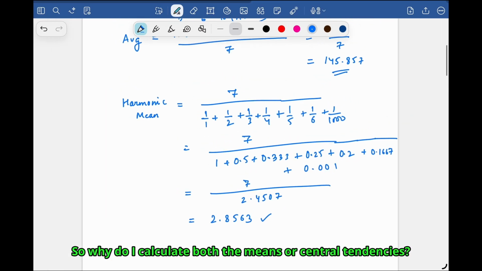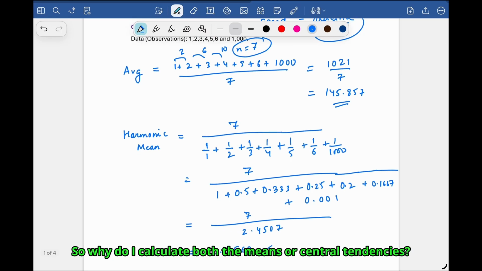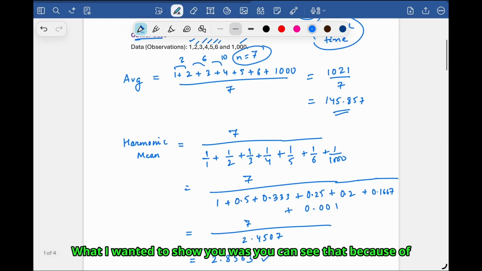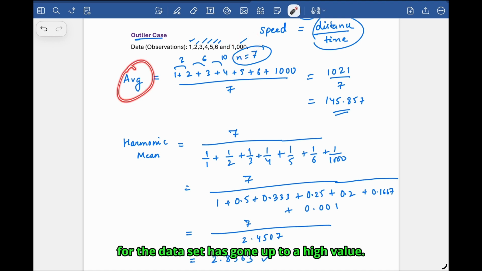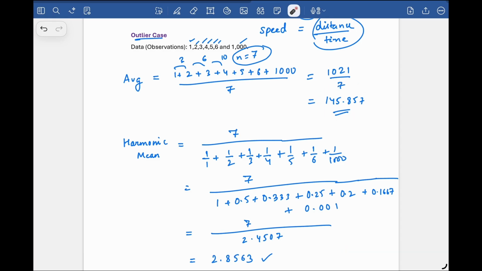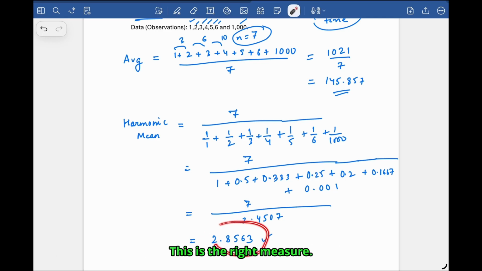So why do I calculate both the means or central tendencies? What I wanted to show you was, you can see that because of this outlier 1000, your average for the data set has gone up to a high value. But the harmonic mean value is not high, right? It is the right measure.